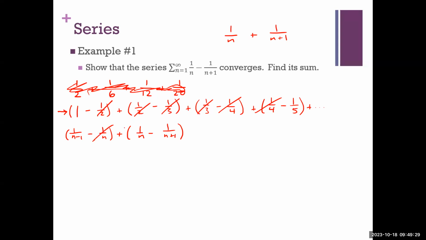That should be a negative sign. So this is going to cancel as well, right? So basically what you're going to be left with is the limit as n goes to infinity of 1 minus 1 over n plus 1. Basically, I'm making the claim that no matter how many terms of this I write out, only the first term and the last term are going to remain. Everything else cancels.